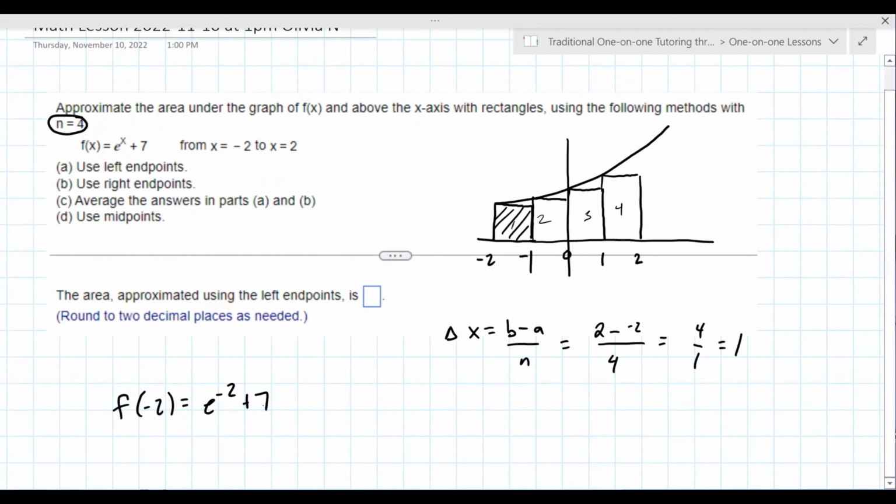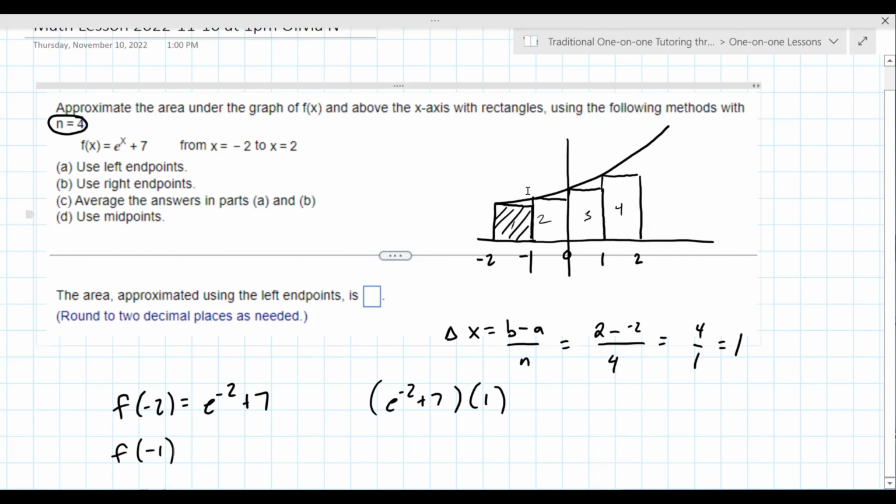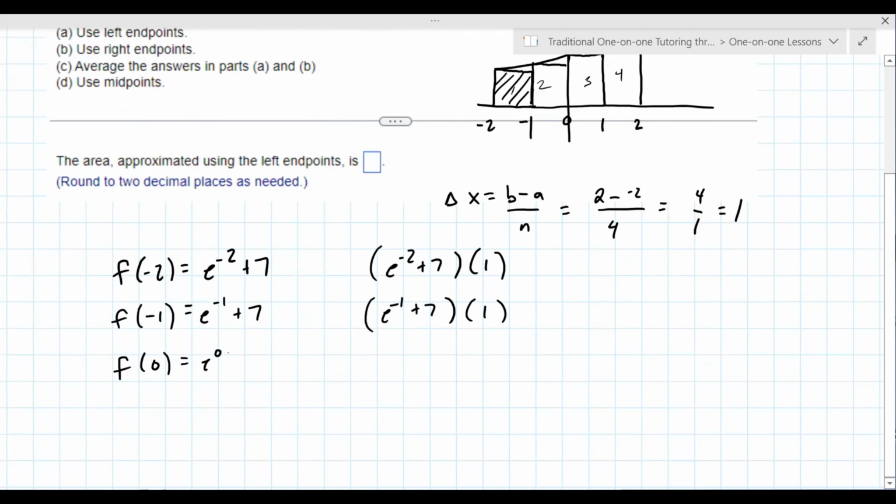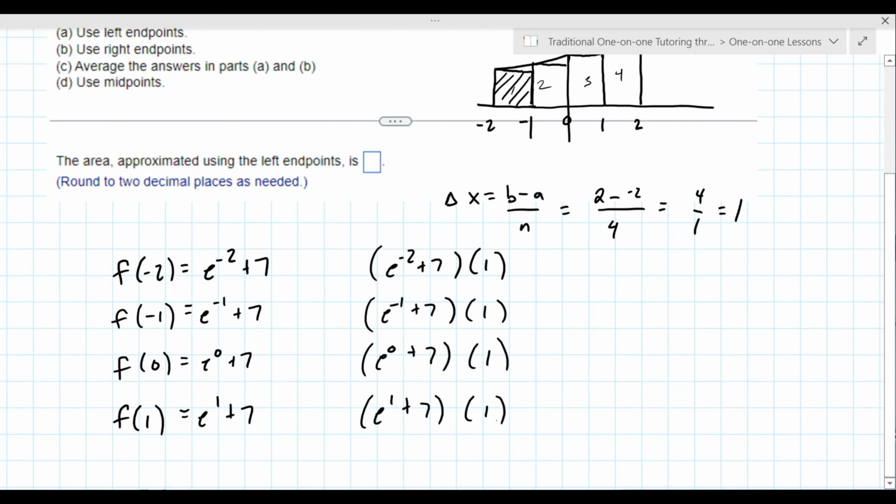And then from here, you get some sort of a number, but then you multiply it times the width of the rectangle, which is 1. And then you do the same thing at -1. The height comes from the curve, e to the -1 plus 7, times 1, base times height, or length times width. And then so on: e to the 0 plus 7 times 1. And for the last one at f of 1, it's e to the 1 plus 7. You're just evaluating that function, and then multiplying by the width.